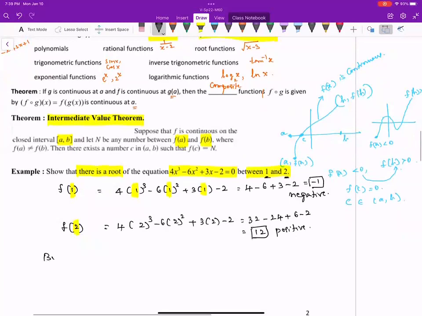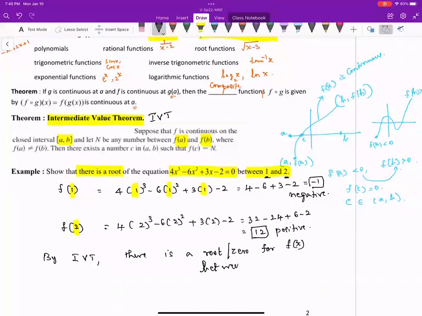So by the intermediate value theorem, we call it IVT, we can conclude that there is a root. Another word for root is a 0. A root or 0 for the given function f(x) between x equal to 1 and x equal to 2.